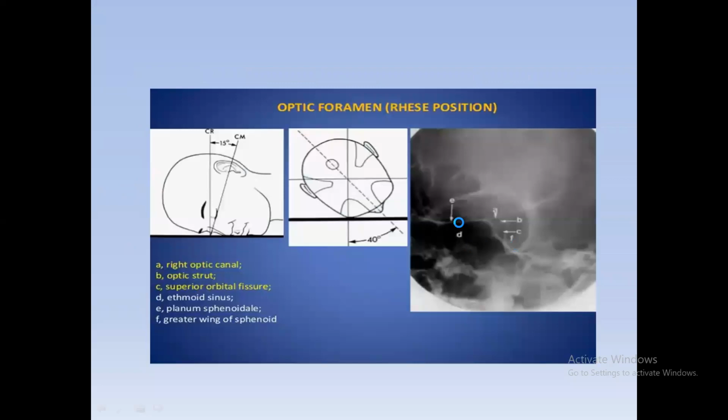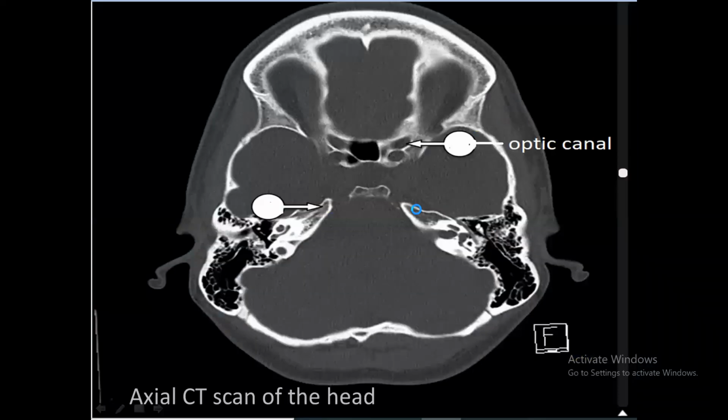This is the optic foramina view or Rhese position, in which you can see the optic foramen. And this is an axial CT scan of the head in which you can see clearly the optic canal that runs anterior-inferolaterally to reach the orbital apex.